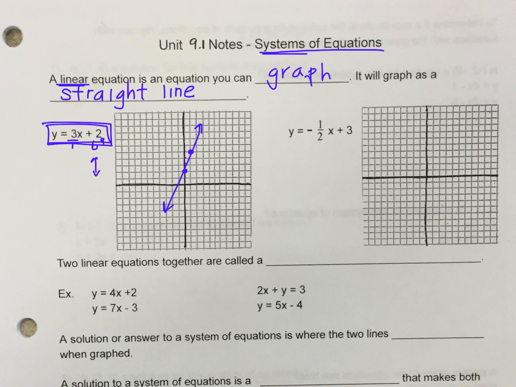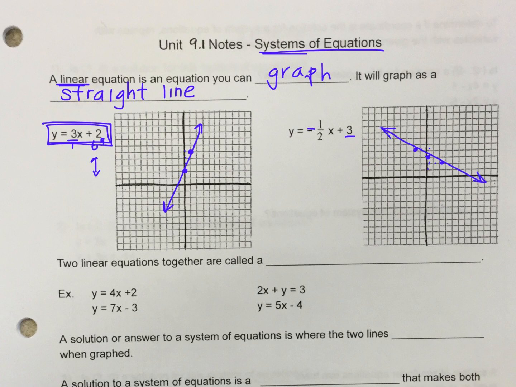We're going to do the same thing with the other one here. I'm going to start at positive 3 on the y-line. 1, 2, 3. And then you have two choices here. Because it's a negative, you can either rise 1 and go backwards 2, or go down 1 and forward 2. Either way, it makes the same line.